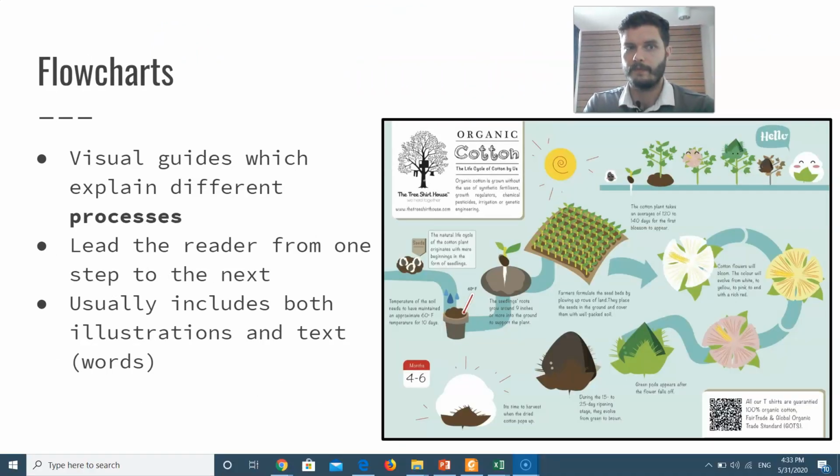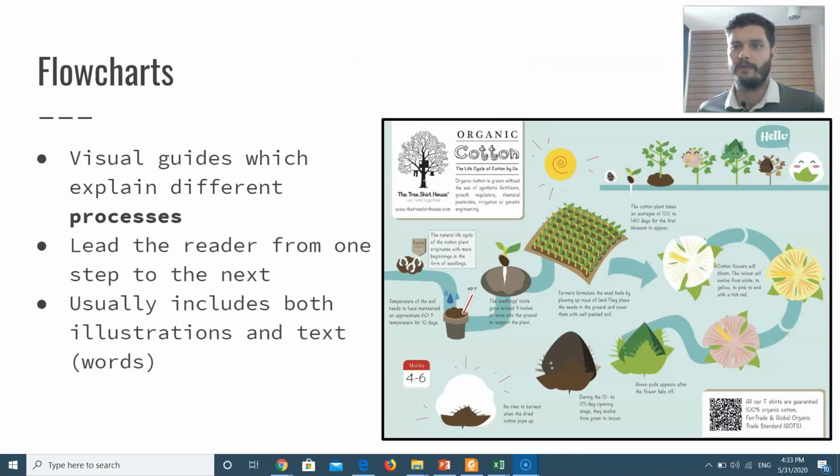Next, flowcharts. You've probably seen flowcharts before in your science textbooks. These are visual guides which explain different processes, processes meaning something that happens step by step. They lead the reader from one step to the next, usually include both illustrations and text, that is, images or pictures and words. So we've got the life cycle of cotton here in this flowchart.